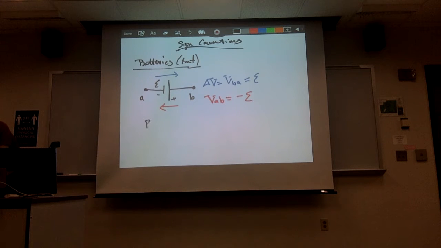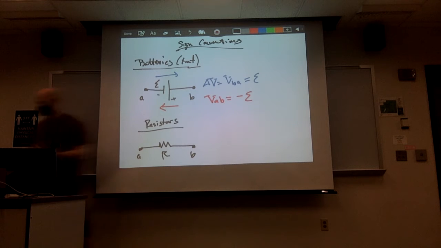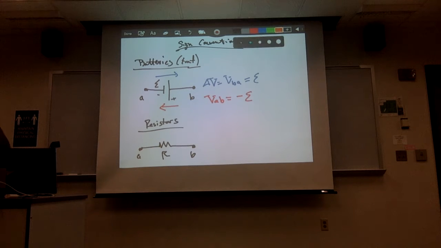What about for resistors? So for resistors, again, let's say this is my point A, this is my point B, and here is my resistor. So this has resistance of R. Now for resistors, it's a little more complicated because it depends on the direction of the current. So let's say, for funsies, my current is going from A to B.